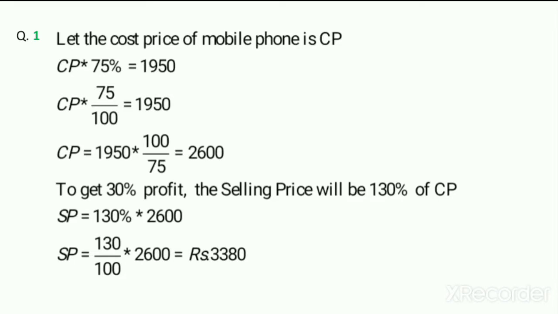So let the cost price of the mobile phone be CP. CP into 75% is equal to 1950, because 1950 is only 75% for a 25% loss. So from this CP is equal to 2600 rupees. To get 30% profit, the selling price should be 130% of cost price. So selling price is equal to 130% of 2600, which is 3380 rupees.